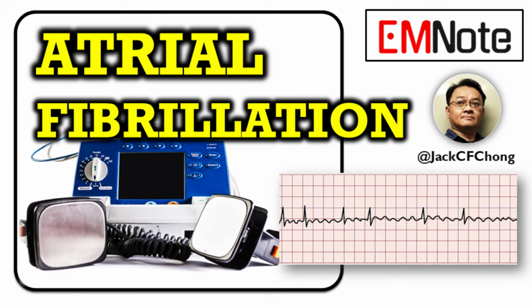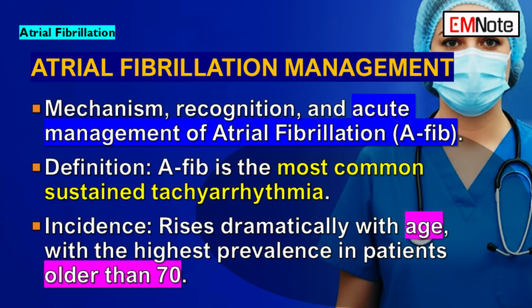Today we're analyzing the clinical data on atrial fibrillation. What is the single defining characteristic of atrial fibrillation in the general population? It's still the most common sustained tachyarrhythmia, and its incidence just rises dramatically with age. The highest prevalence is definitely in patients older than 70. That age factor really is primary.